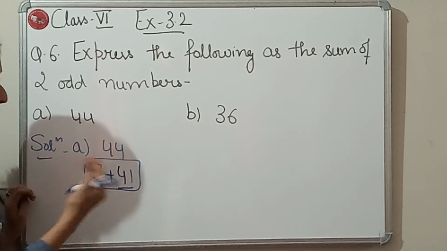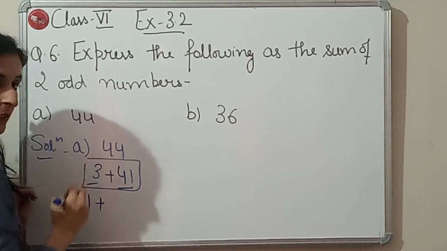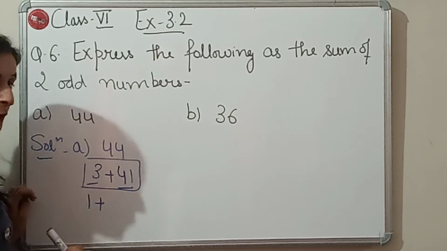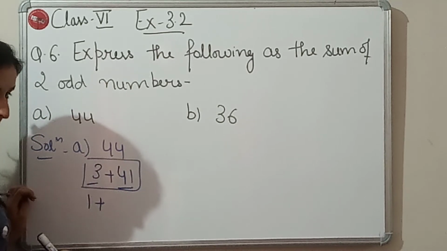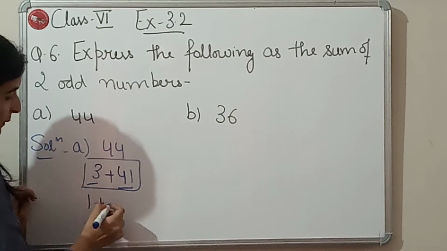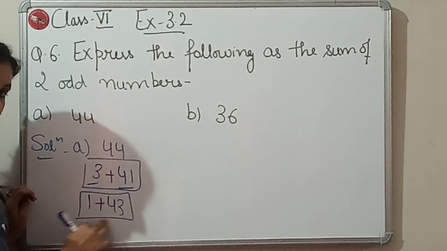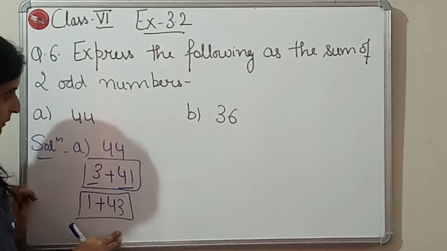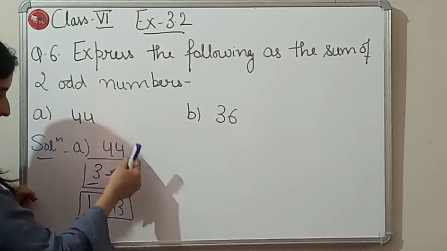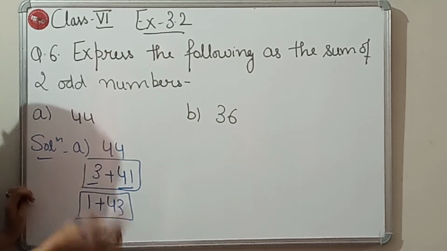Clear? And suppose I am starting from 1. So 1, and after that how much should be added to 1 to get 44? Yes, 44 minus 1 is 43. So 1 plus 43. We can write it like this also. Yes, 1 is also an odd number. Clear? So this is the method to write the given numbers as the sum of 2 odd numbers.